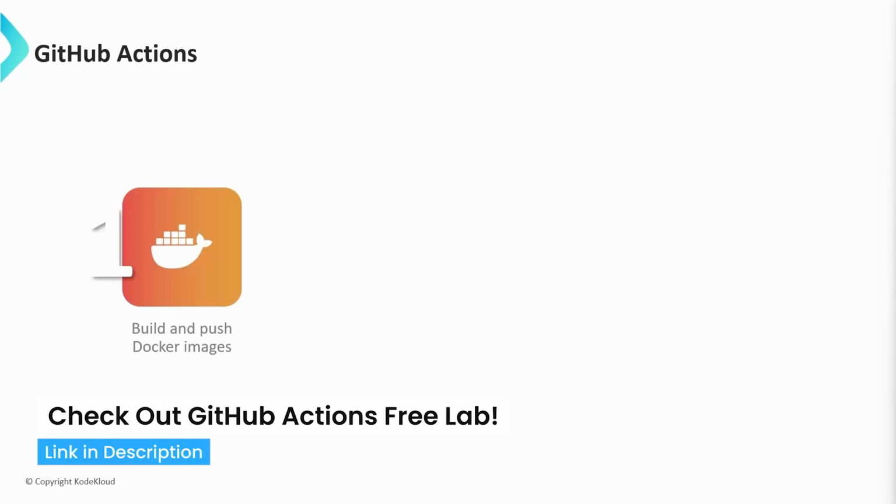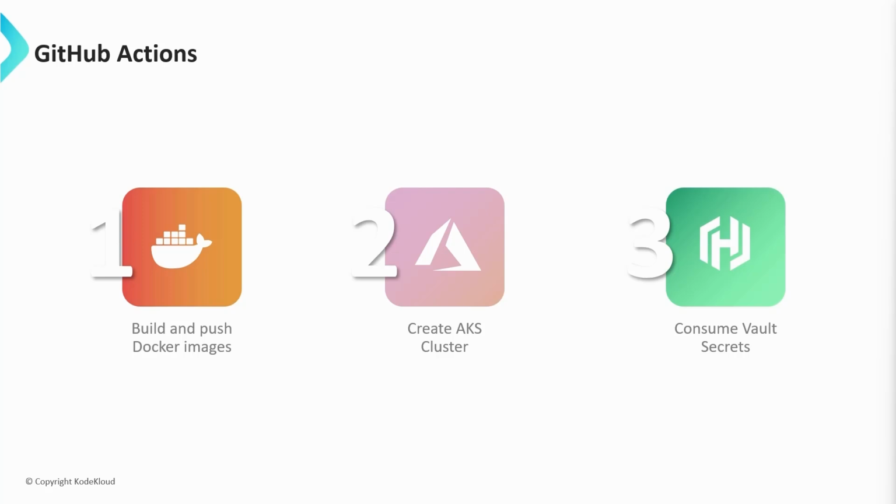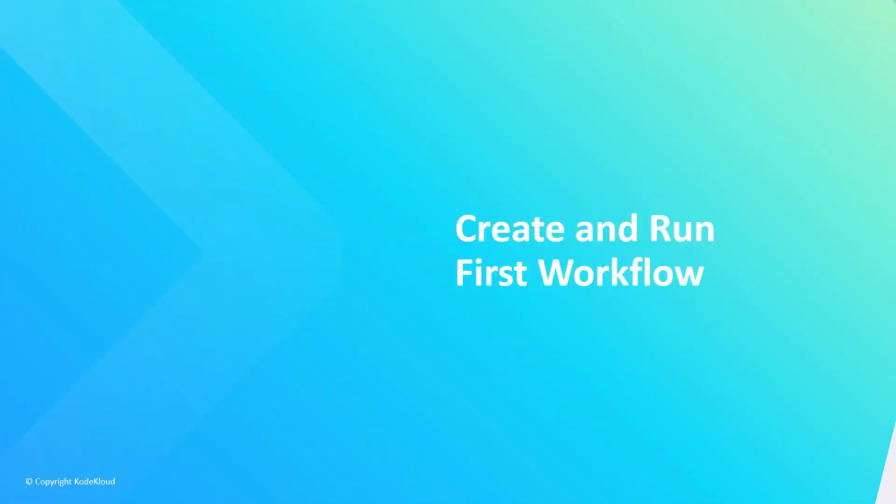A few examples of official GitHub actions include the build and push Docker images action, which is used for building and pushing images to multiple Docker registries. We also have a create AKS cluster action, which is used for creating AKS clusters. We also have vault secrets, which is a GitHub action allowing you to consume HashiCorp Vault secrets as secure environment variables.